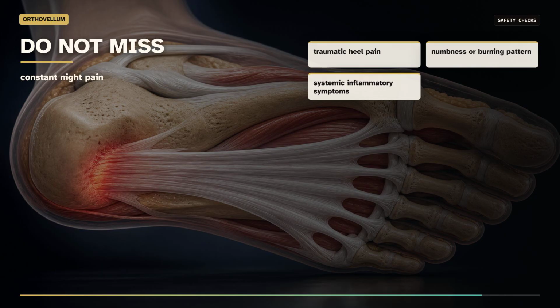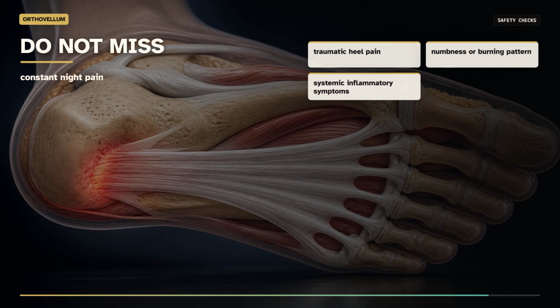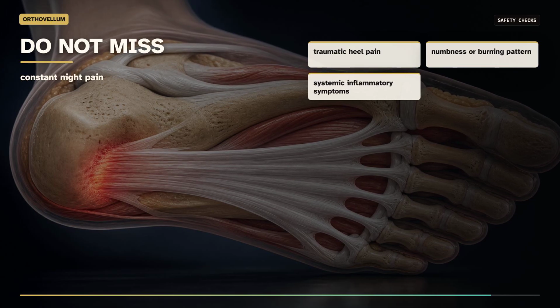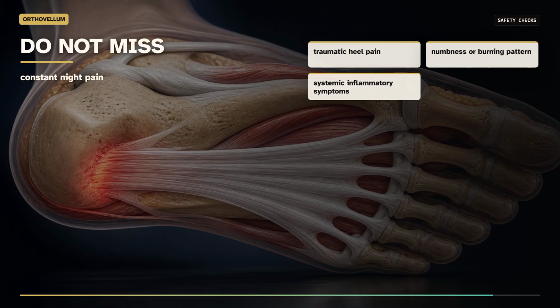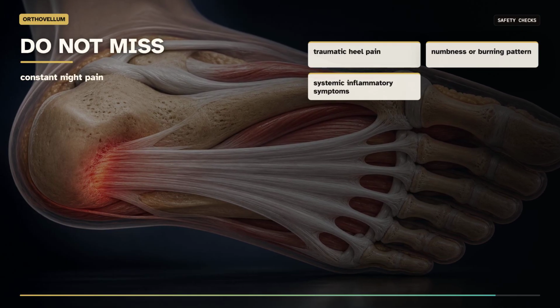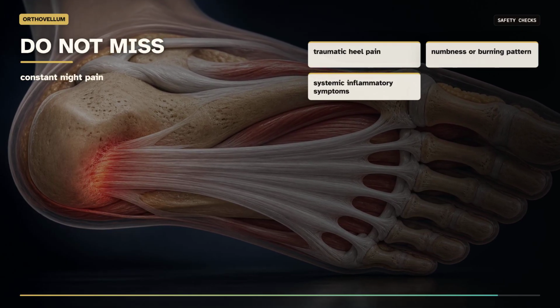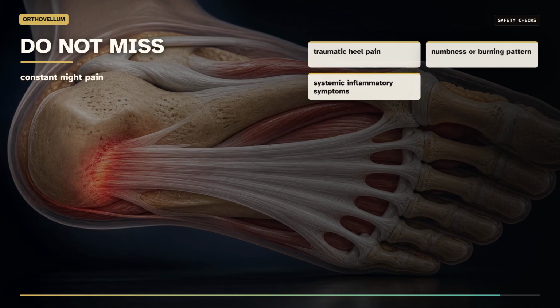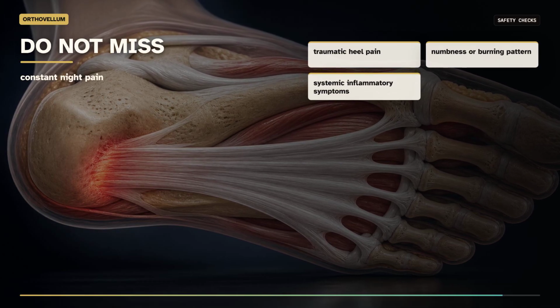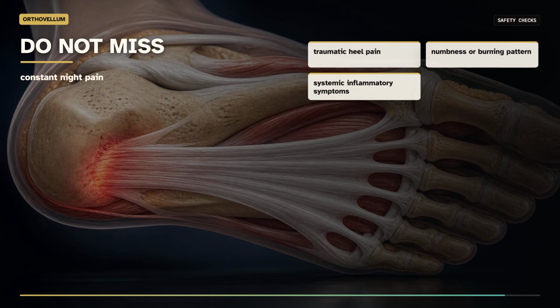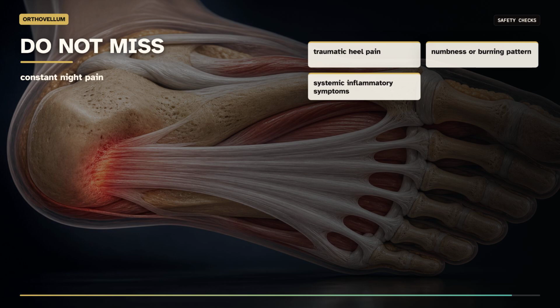Red flags and urgent features include constant night pain, traumatic heel pain, numbness or burning pattern, systemic inflammatory symptoms. Red flags do not mean panic. They mean the pathway changes, earlier assessment, different imaging, or urgent specialist review. For patients, this is the safety net. For residents, this is how you avoid anchoring on a common diagnosis while missing the dangerous one.